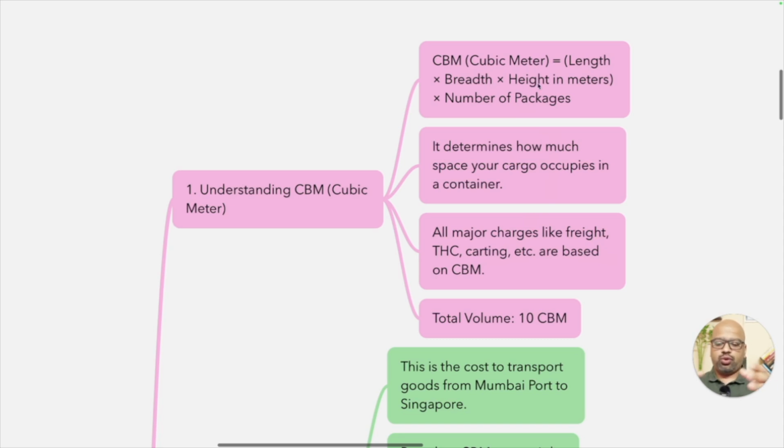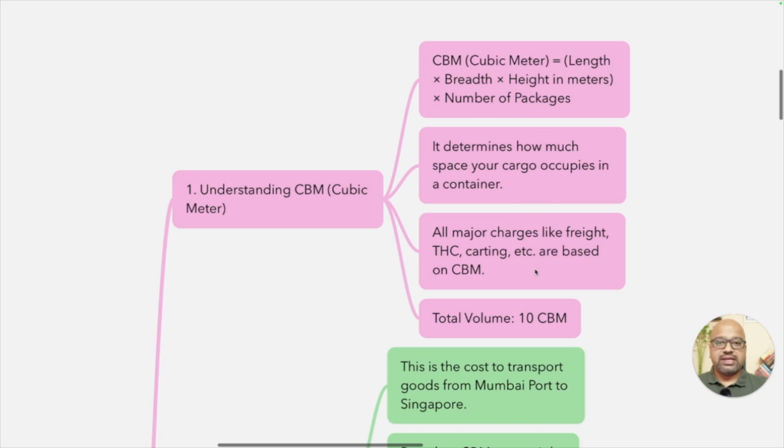What you need to do is take a box and measure the length, the breadth and the height in meters, or you do it in centimeters and later convert it into meters. That's also fine. So you'll get an approximate number and multiply it by the number of boxes that you're holding. Then you'll get to know your total CBM, because all your calculations in LCL are going to be done completely on CBM. So please make sure you have properly calculated your CBM.